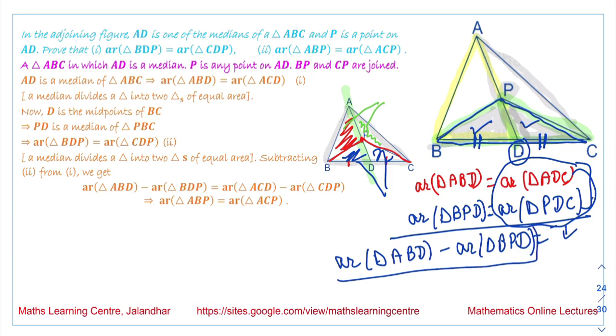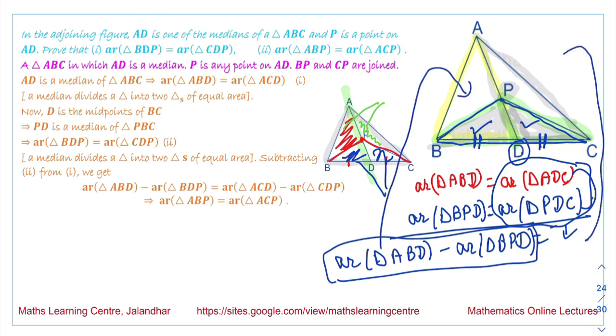Now what is this area? This is the area of this upper triangle, and after subtraction, this will be the area of this triangle. So we get that the area of these two triangles, that is BPB and this APC, are also equal.